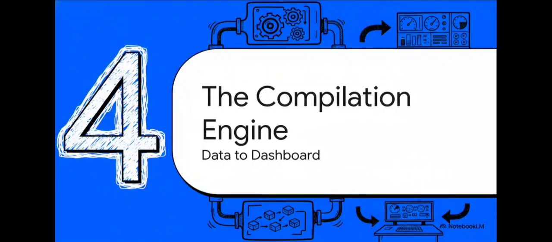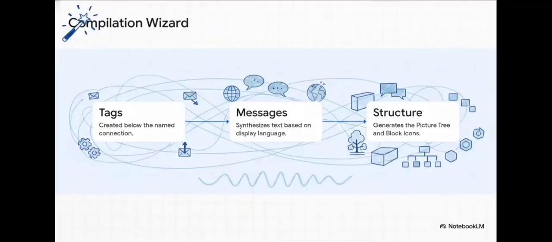Section 4. The compilation engine. So we've laid the pipes, we've named our tags, now let's fire up the engine room that actually transforms that raw data into a usable operator dashboard. This all happens through the compilation wizard, which basically acts as your master translator. When you hit compile, it takes your input data and simultaneously processes 3 separate streams. It creates the tags, synthesizes localized messages and text, and finally it generates that structural picture tree and the block icons we were talking about earlier.